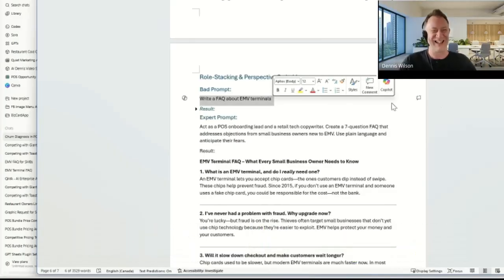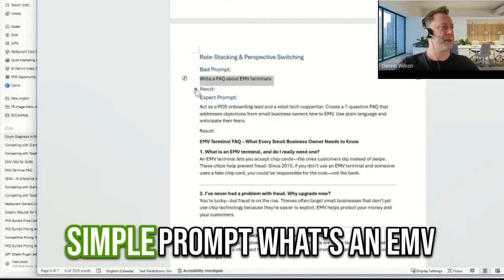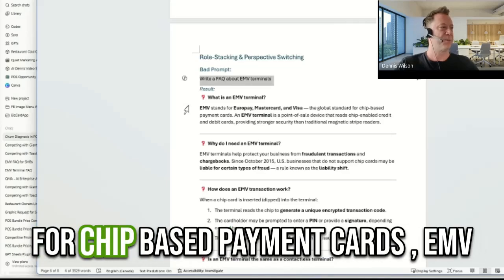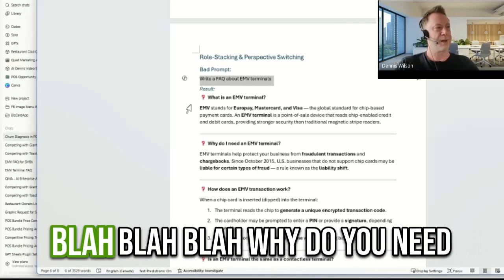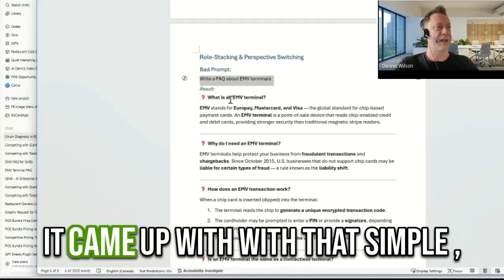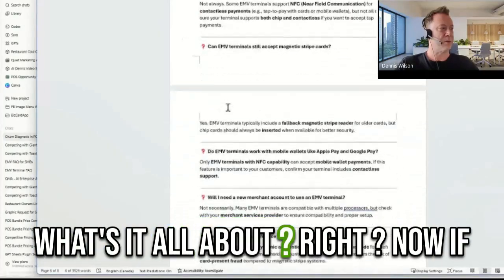There it is. So if we just simply take the simple prompt, what's an EMV terminal? Stands for Europay, Mastercard, Visa. Global standard for chip-based payment cards, EMV terminals, point-of-sale device, and so on. Why do you need one? So this is the FAQ that it came up with from that simple prompt. How does it work? What's it all about?